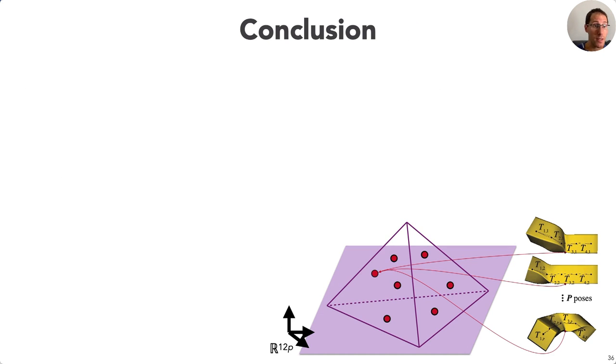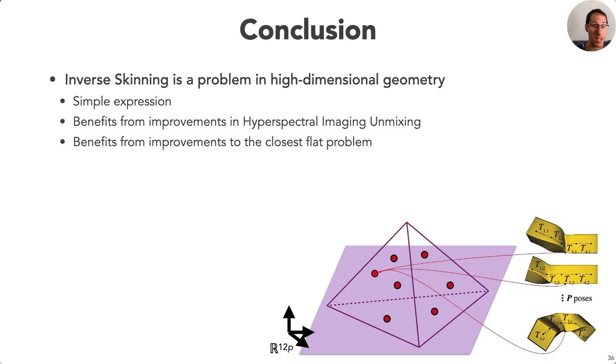So in conclusion, inverse skinning is a problem in high-dimensional geometry, and when we treat it that way, we have a simple expression for the problem, which benefits from improvements in a related field, hyperspectral image unmixing, and also benefits from improvements to this closest flat problem.